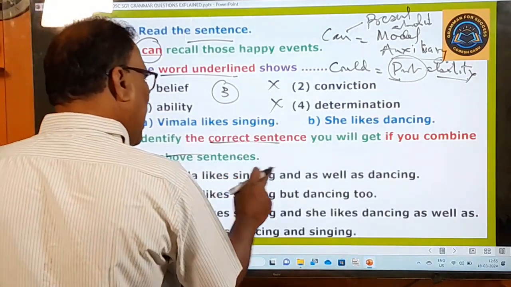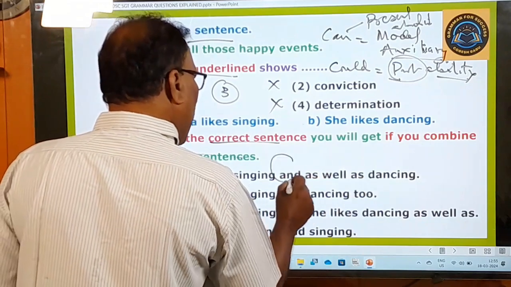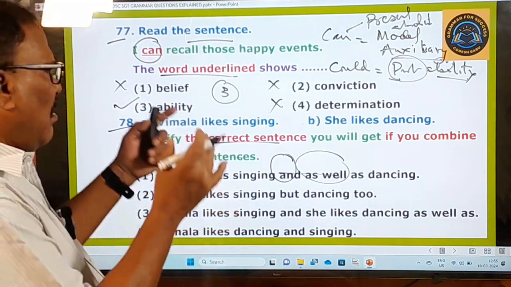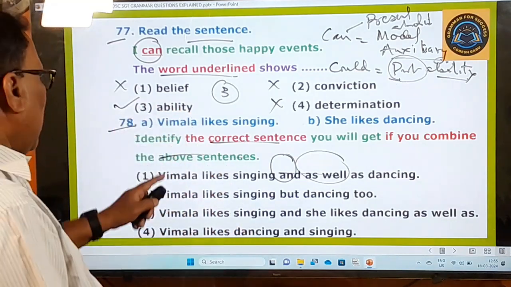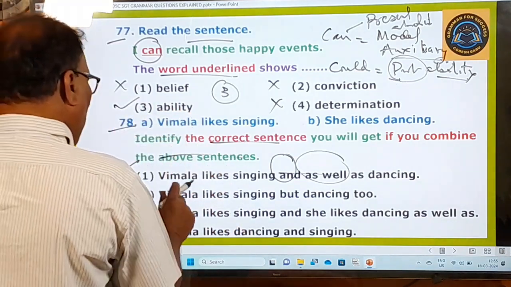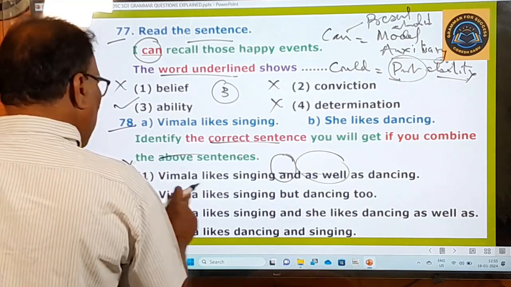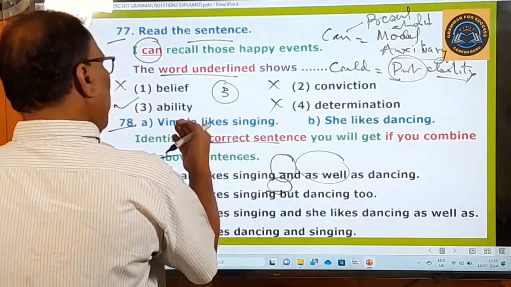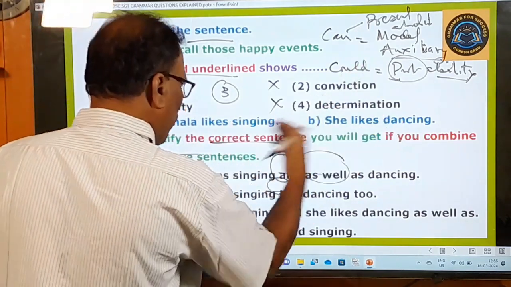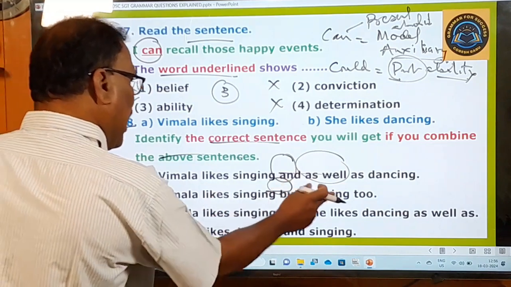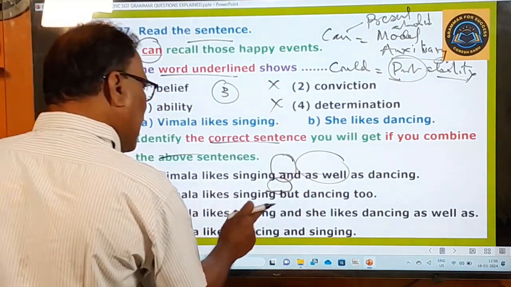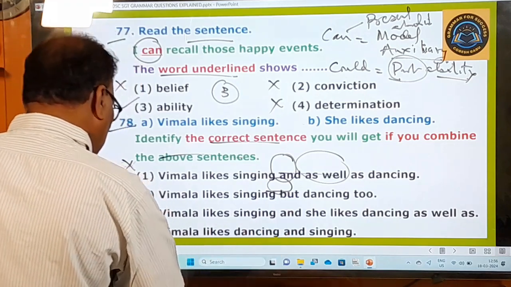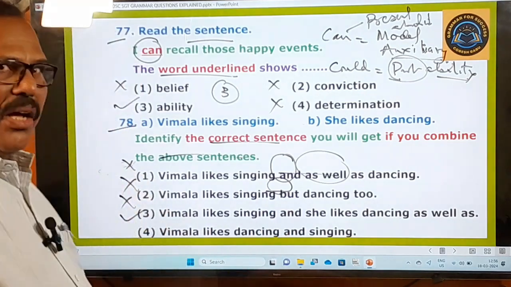Vimala likes singing and as well as dancing. No, here 'and' is used with 'as well as'. These two are coordinating conjunctions, and they are wrongly used in that sentence, and this is quite ungrammatical. So that's why this is wrong. Vimala likes singing but dancing. Here Vimala likes singing, Vimala likes dancing. So 'but dancing' is no. Vimala likes singing and she likes, no. Here, Vimala likes dancing and singing. This fourth one is going to be the right option.